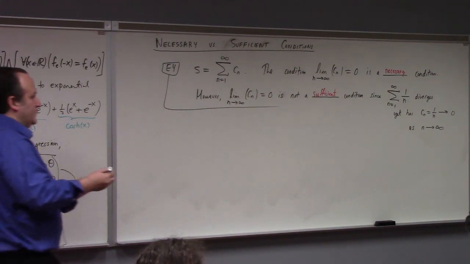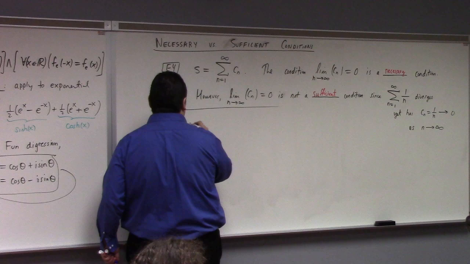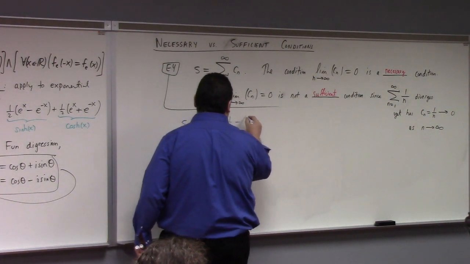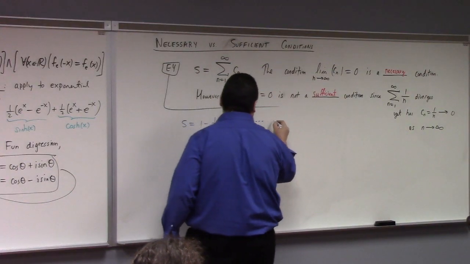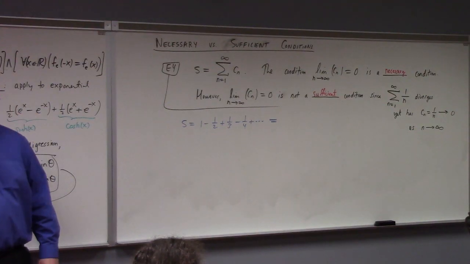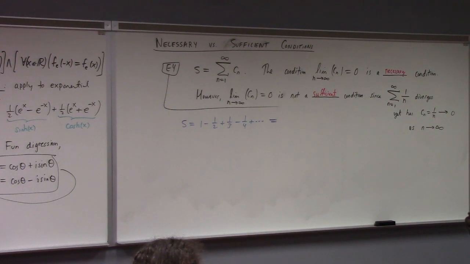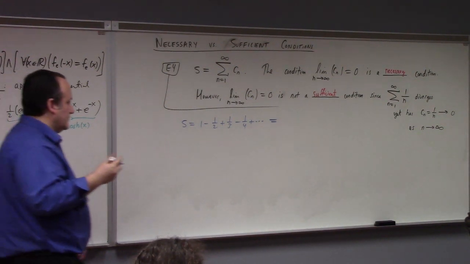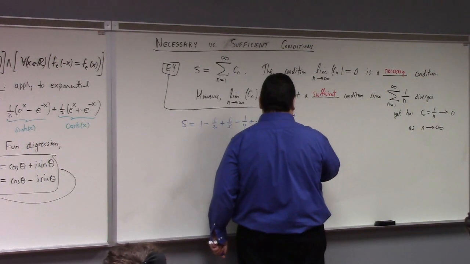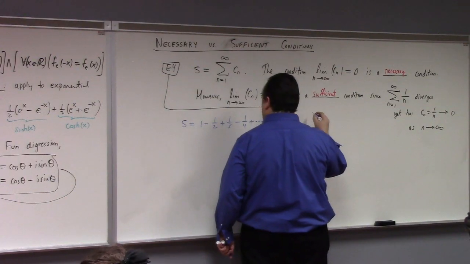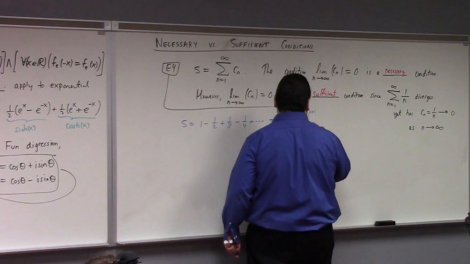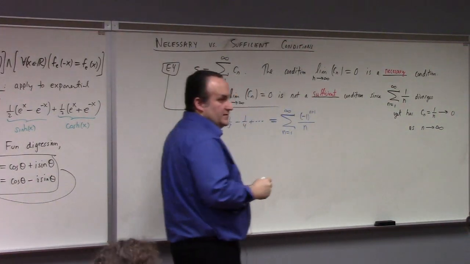How about this? What if I'm looking at s equals 1 minus a half plus a third minus a fourth plus ... What's this equal to? Anybody know? From 0 to infinity, 1 over n plus 1. So you're giving me, I'll start you at 1. But n equals 1 to infinity of minus 1 to the n plus 1 over n. What is this, though? What's it actually?